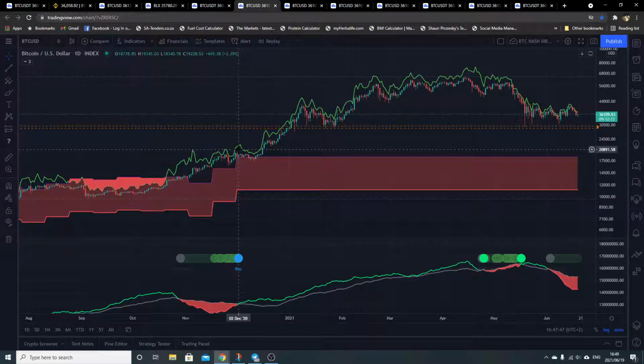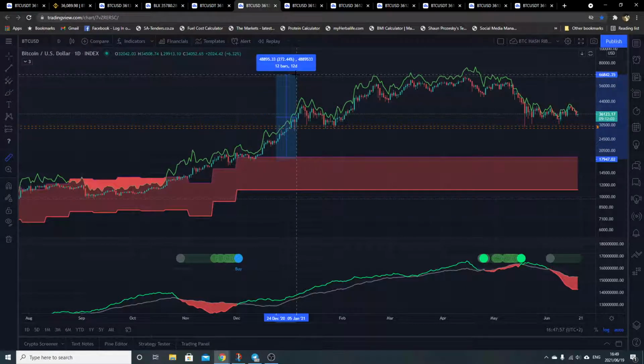What happened after that signal? Price did dip a bit and then went up. Price went up to the top there, around about, let's call it there, 260%, guys. Yeah, okay. I'm not going to say anything more.